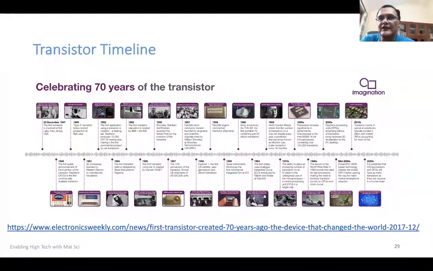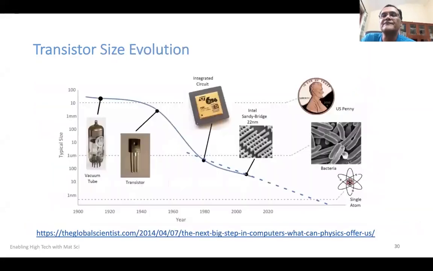This is maybe a little bit too detailed on how the transistor has evolved in the last 70 years. We are in like the 73rd year of the transistor. I can send these slides to you and you can study this in detail. Let's go to the next slide, please.